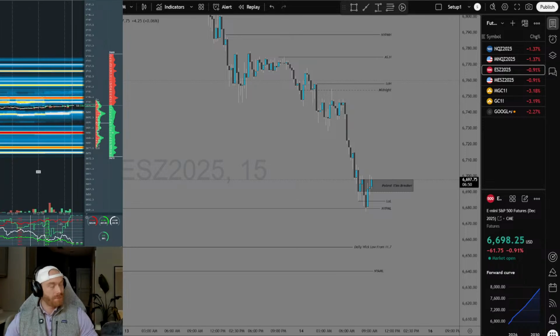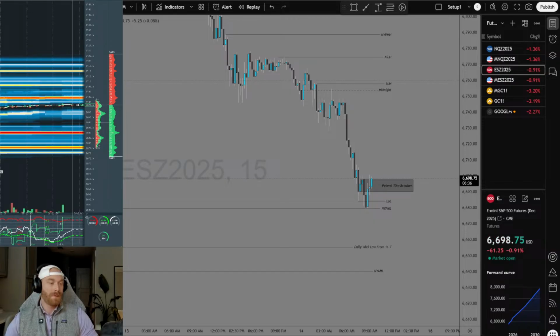DX feed. I haven't used DX feed. I've only used Rhythmic and bookmap data, those two data feeds. I haven't used DX. I saw that on there. I'm going to go back to the chart here.